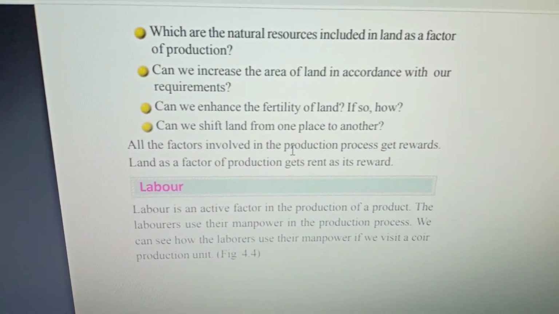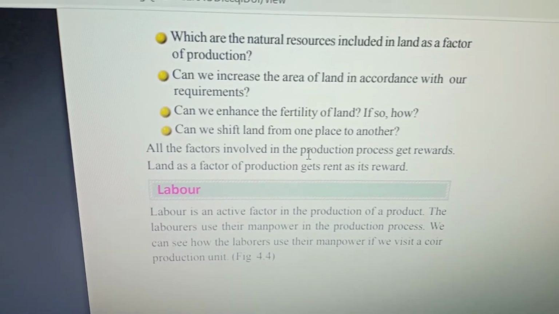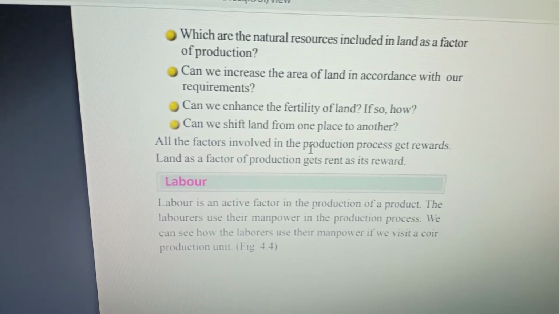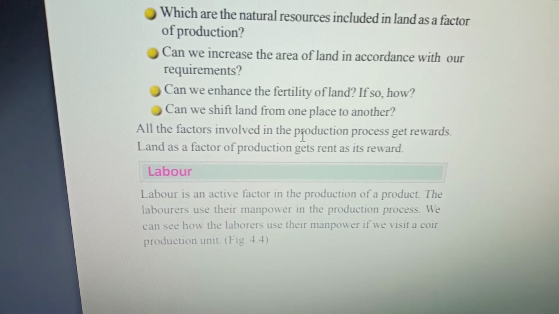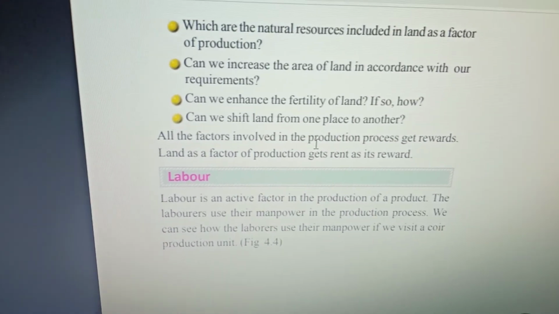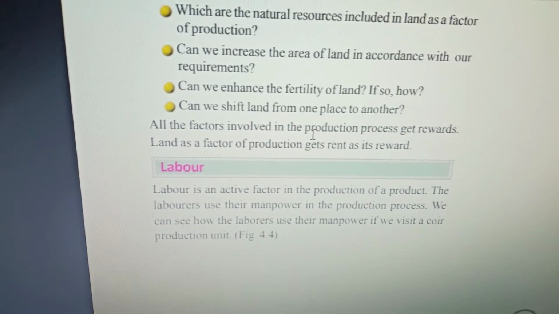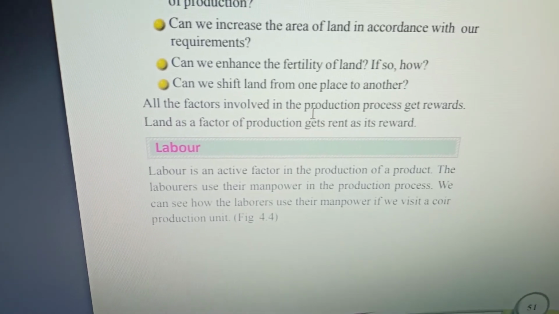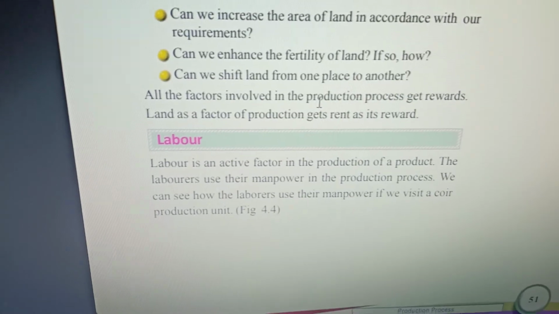Then the last question. Can we shift land from one place to another? Is it possible? No, we cannot shift land from one place to another because land is an immovable factor. We cannot shift land from one place to another. So now we have studied about the features of land as a factor of production.